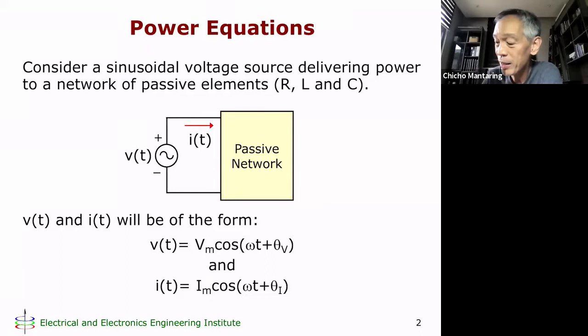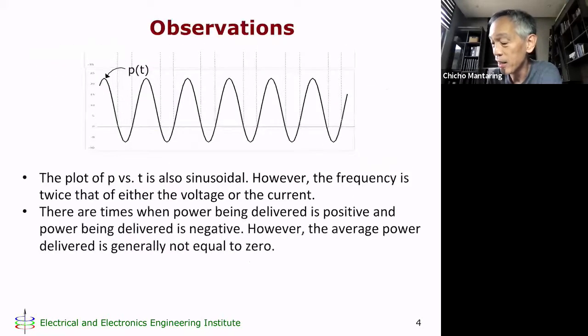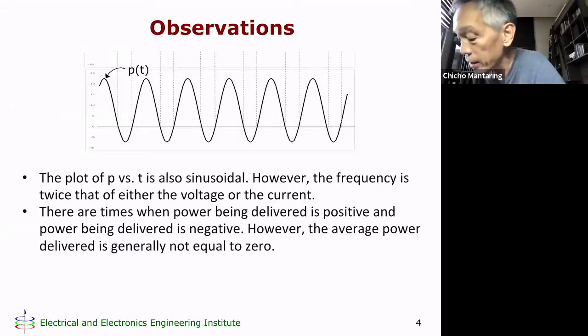So sometimes the source delivers power to the network, but there are times when the network will deliver power back to the source, and this is because the inductor and the capacitor store energy. However, if you take a look at this graph, and this is typical of power, the average power delivered is generally not zero.